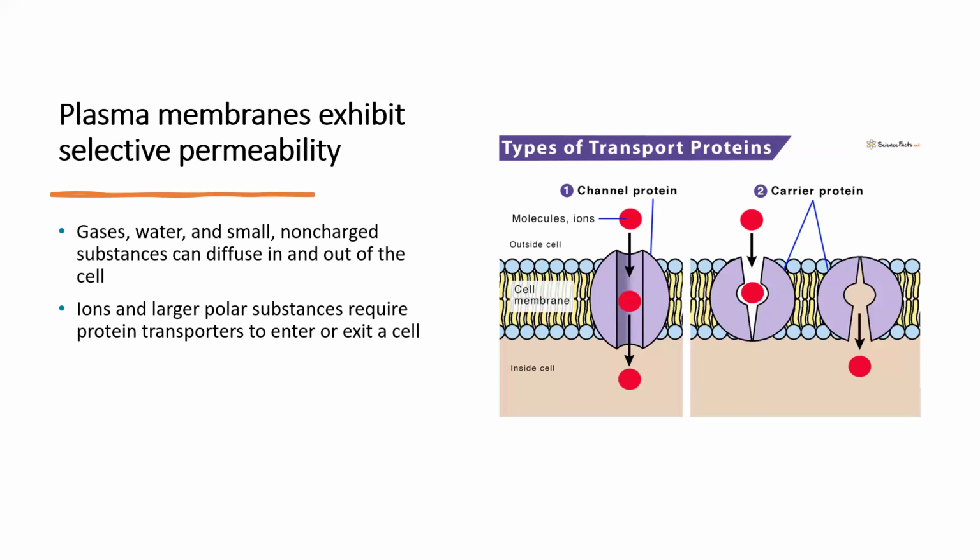However, ions and larger polar substances need to have some sort of transport protein. And again, we're going to talk a little bit more about this transport, but you have channel proteins or carrier proteins, and they basically function to help these other things in and out of the cell when needed.